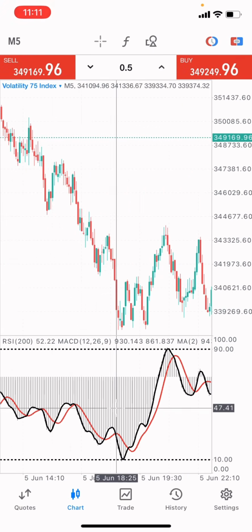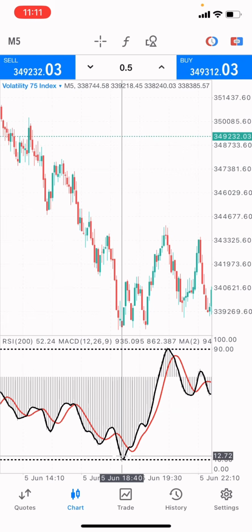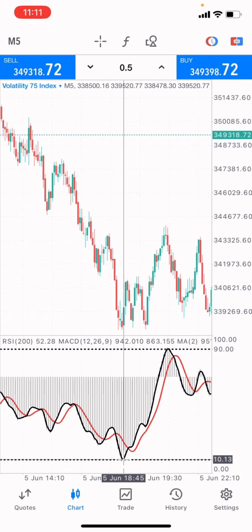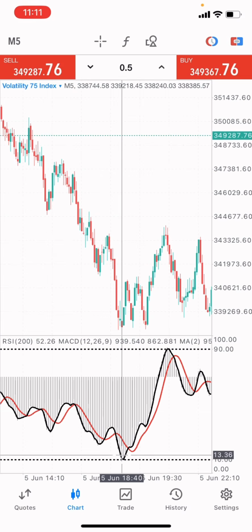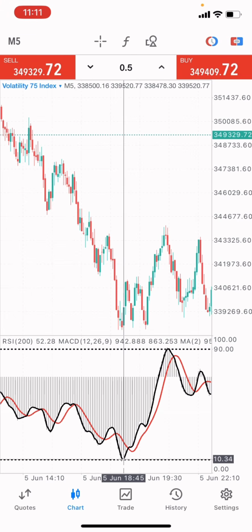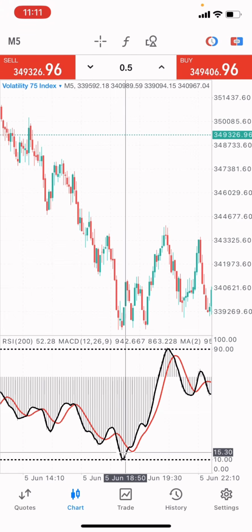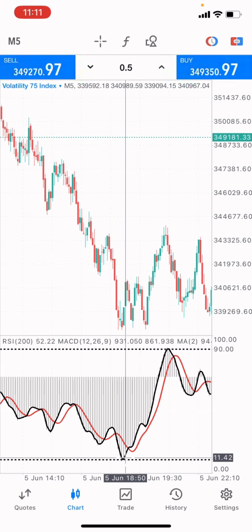Now take a look at this very point. It reaches the level 10. You see right here, when it reaches level 10, immediately you buy. You take just 1, you take 2, you take your profit. And also remember to set your stop loss level when trading on volatility 75 index.